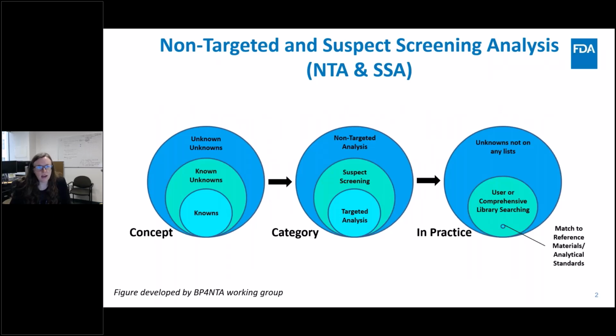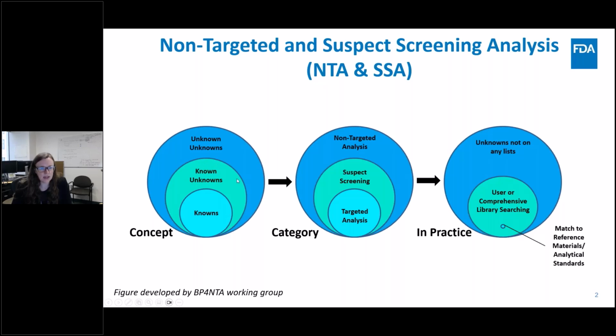So I want to start with a quick rundown of the difference between non-targeted analysis, suspect screening analysis, and targeted analysis. Importantly, non-targeted analysis is often used as an umbrella term that covers both non-targeted analysis and suspect screening analysis. Targeted analysis would be looking for things that we know could potentially be in a sample. The majority of analytical methods that most people are familiar with are targeted methods. But the chemical space that covers is relatively small relative to the possible chemical space. So there's a need for things like suspect screening.